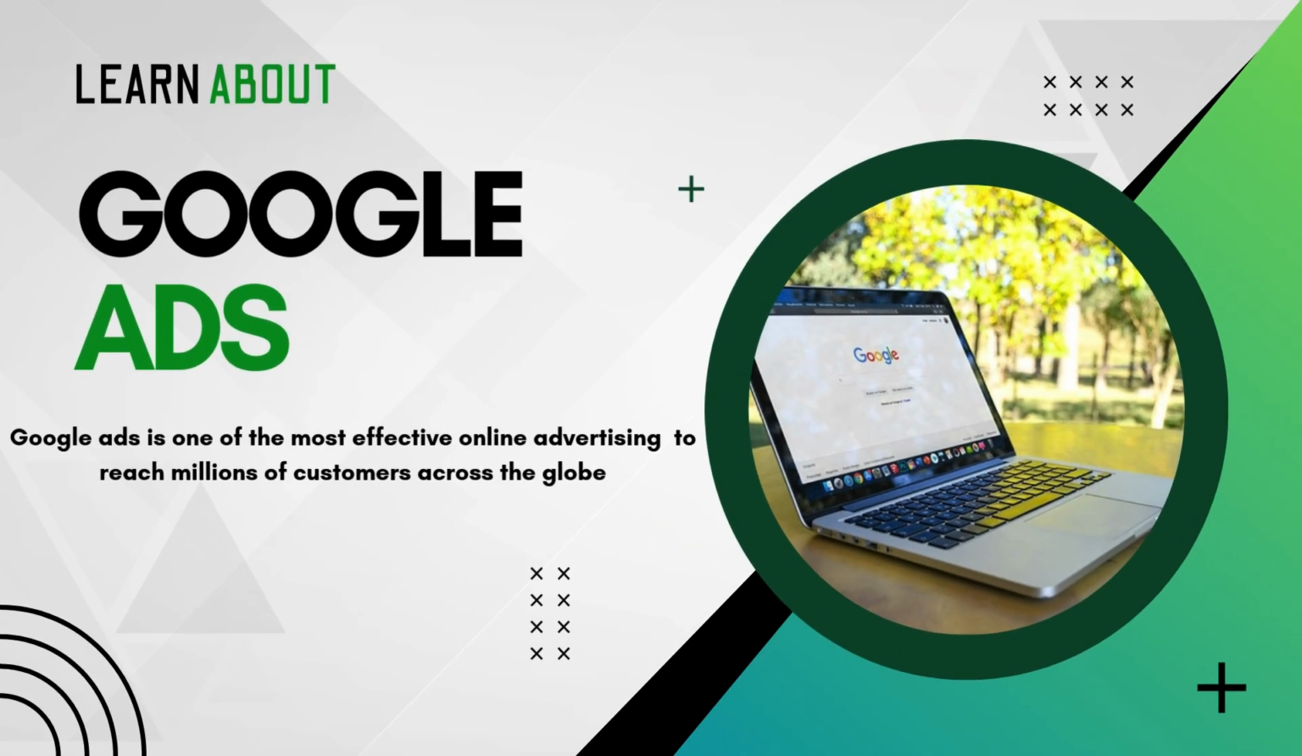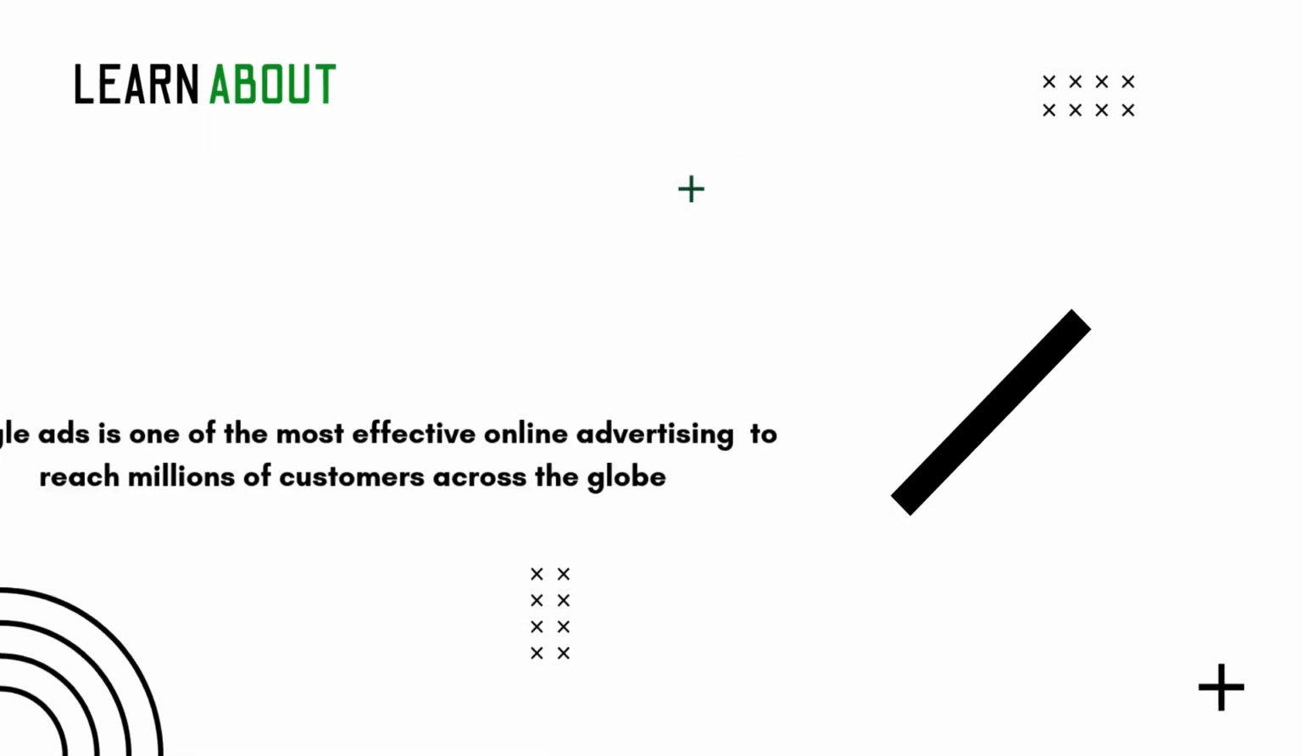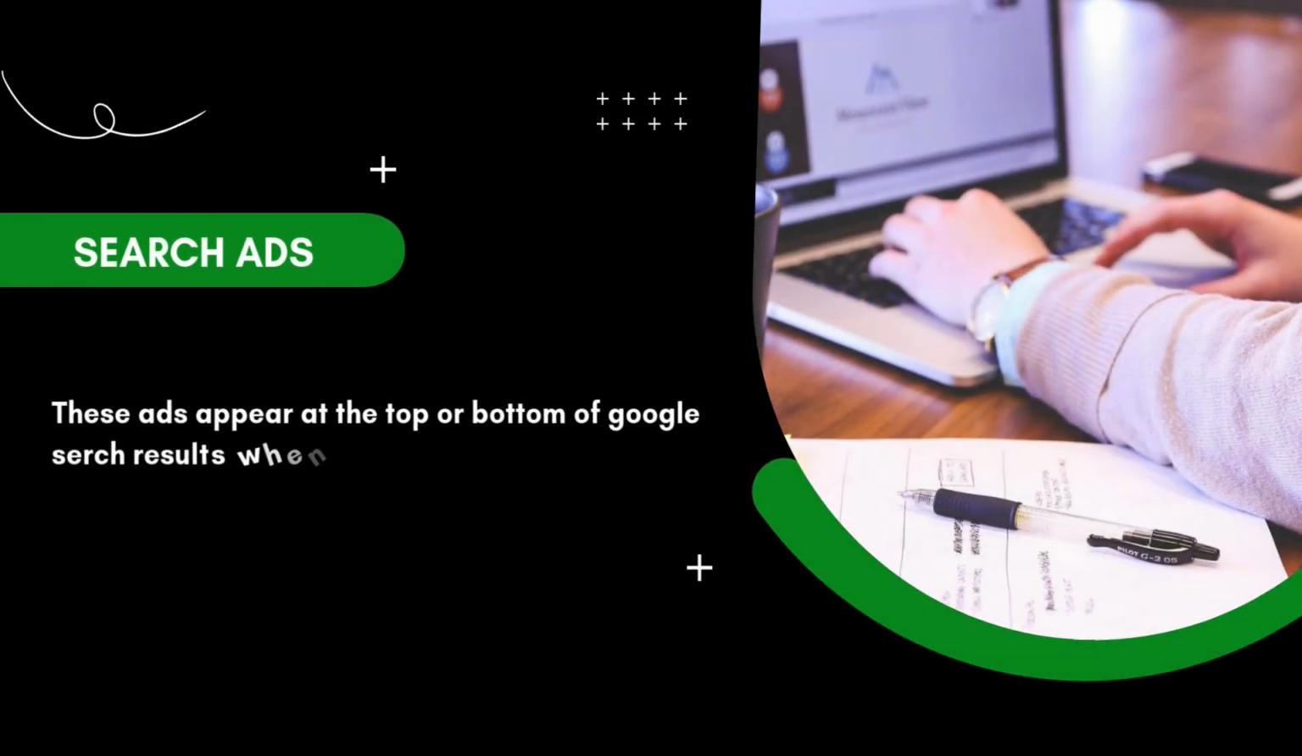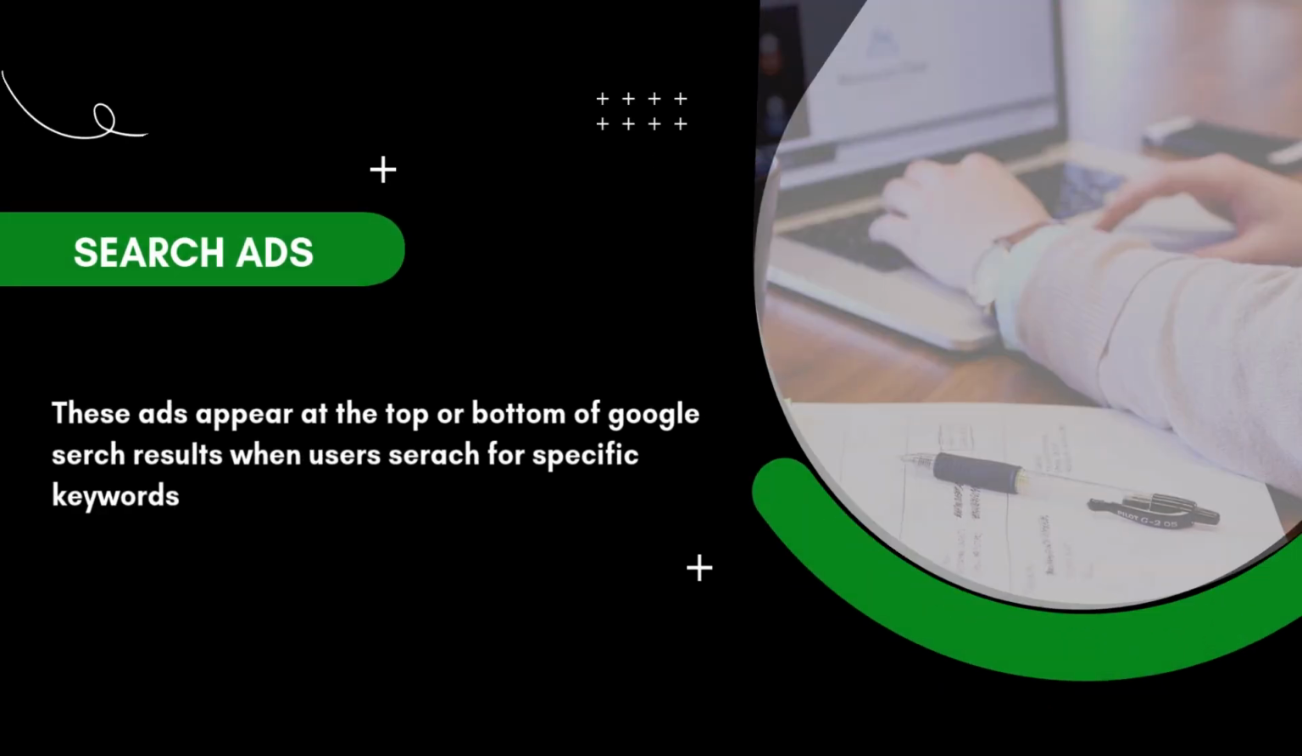Google Ads is one of the most effective online advertising platforms to reach millions of customers across the globe. There are several types of Google Ads campaigns to choose from depending on your business goals. These ads appear at the top or bottom of Google search results when users search for specific keywords.